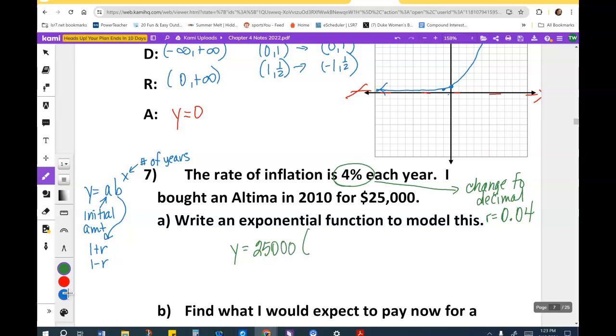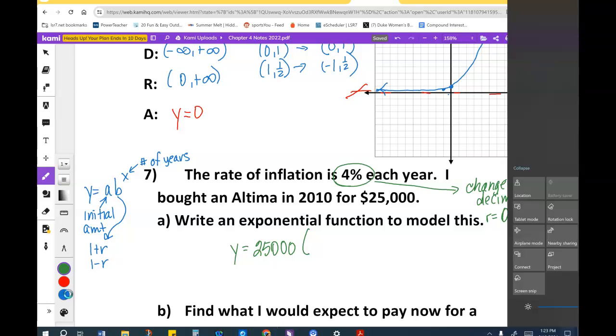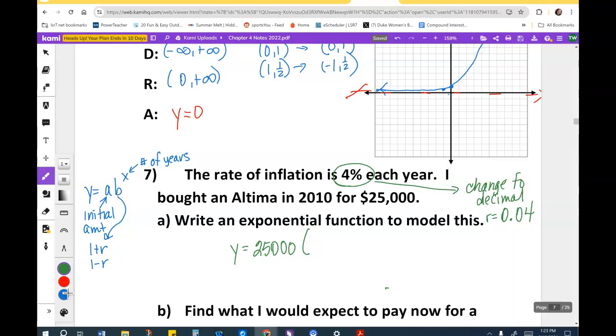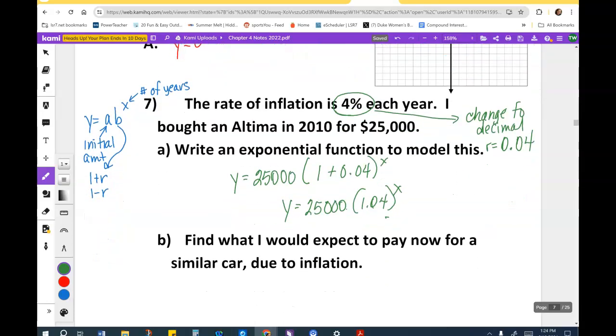And then it's inflating. Okay, so inflation means it's going up in value, or in cost, because inflation goes up. We've all been seeing that. So it's 1 plus 0.04 to the x. This is a model that you'll use for different situations. I want you to go ahead and combine whatever's in the parentheses. So I have y equals 25,000 times 1.04 to the x. Okay, that's my model for that situation, for the $25,000 Altima that's going up at 4% every year.